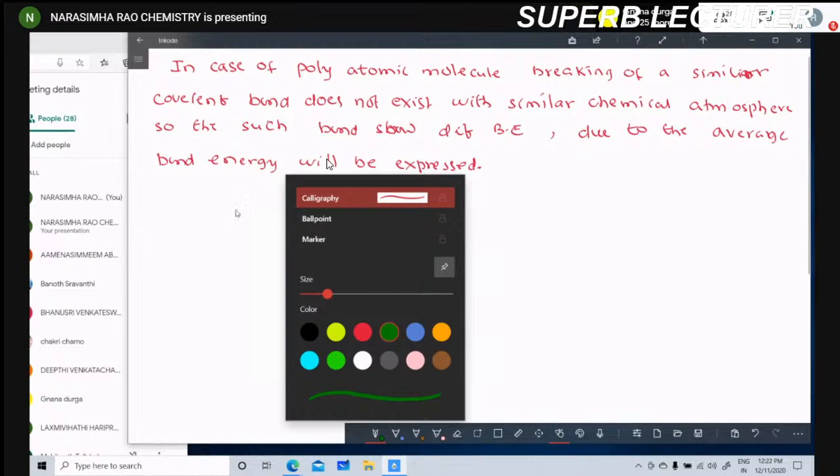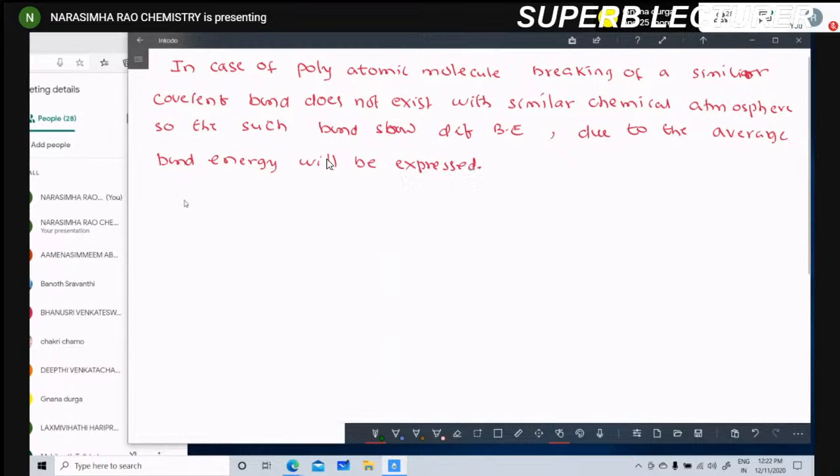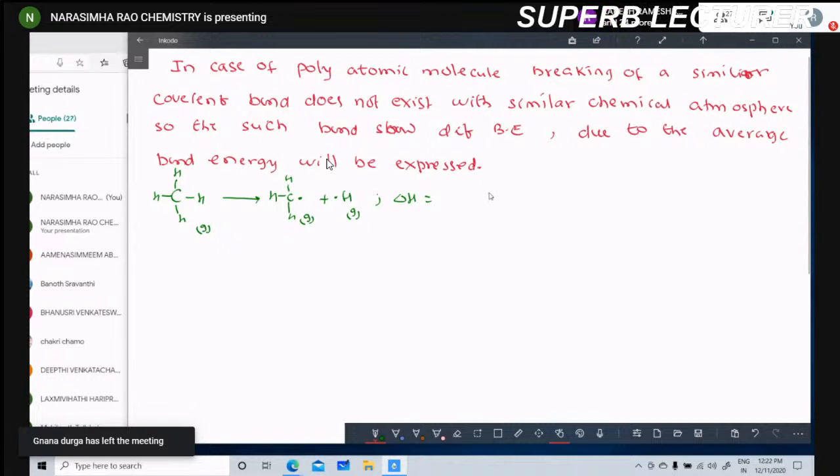Now, this is methane, C with four H bonds, in gaseous state. One bond will be broken, giving CH3 radical gaseous plus H radical gaseous. Radical means containing an unpaired electron. For this process, delta H is equal to 427 kilojoule per mole.